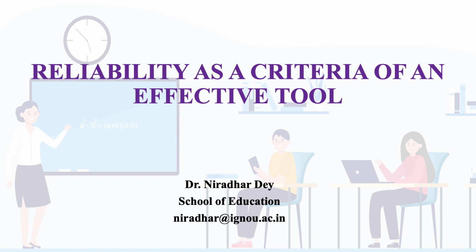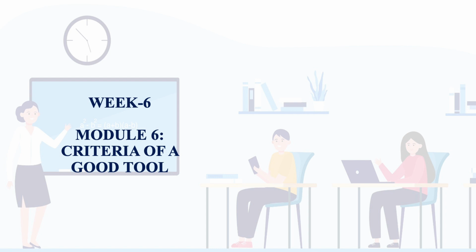Today we are going to discuss one of the very pertinent titles, that is reliability as a criteria of an effective tool. So friends, presently we are in the 6th week of your online course, that is BES 127 Assessment for Learning, and we are presently in the 6th module, and the title of the module is criteria of a good tool. In this module you will find 3 video lessons.